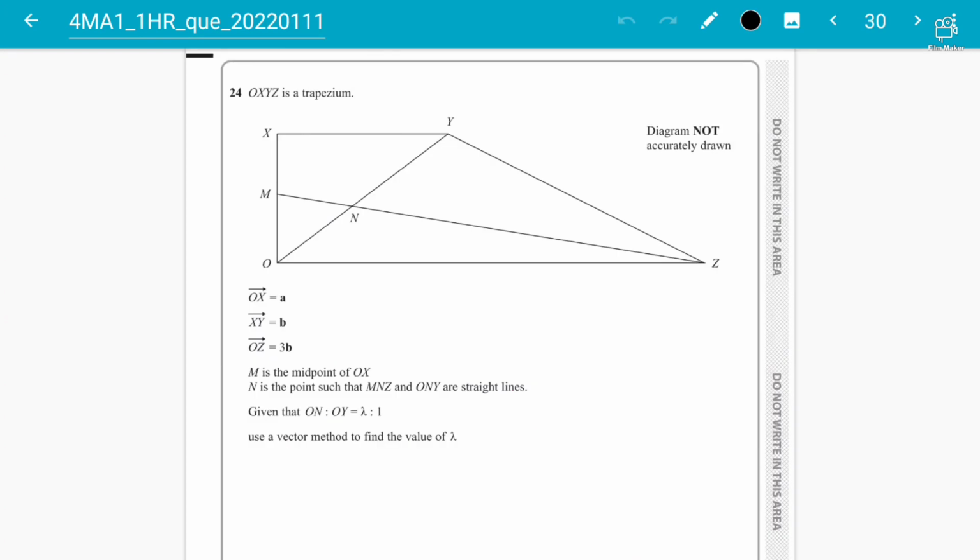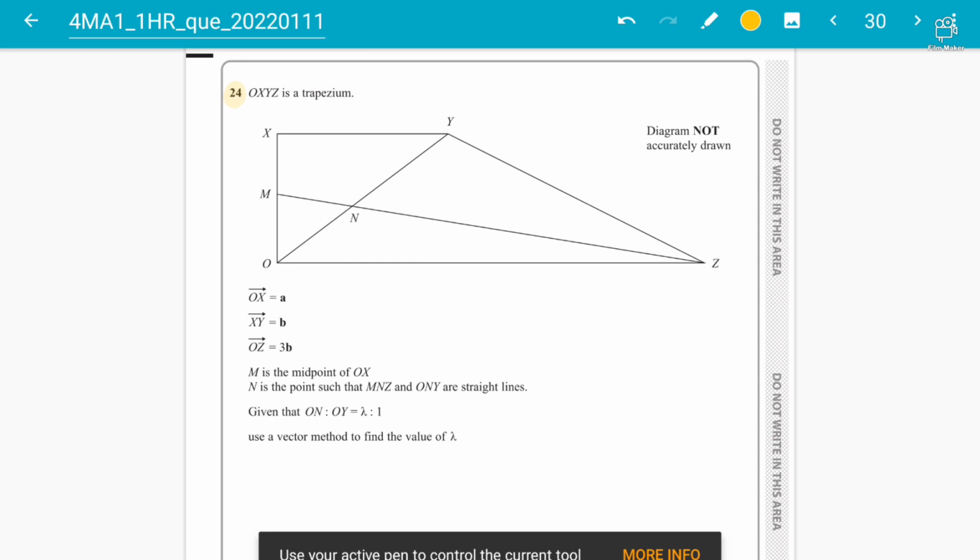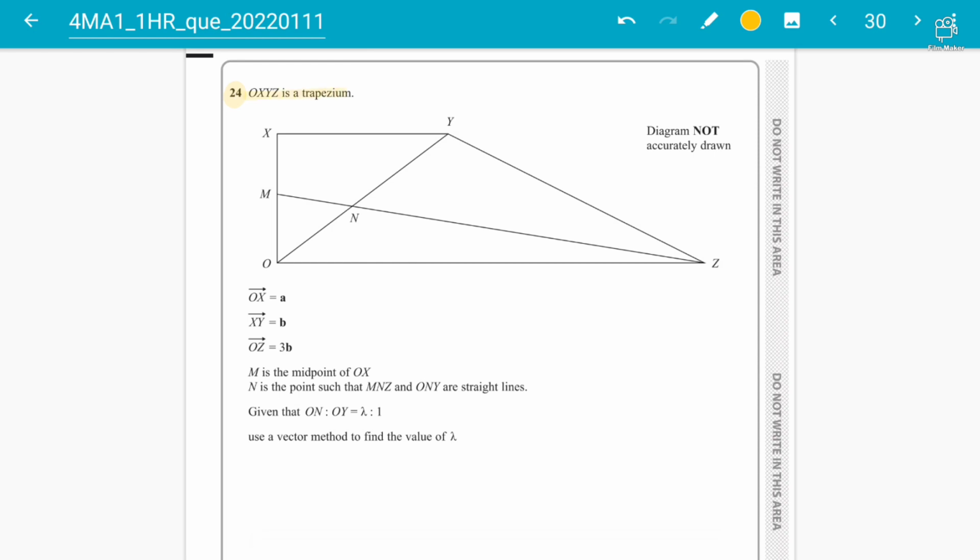Moving forward, students, we have another question, question number 24 on vectors, which says that OXYZ is a trapezium. It's a recent paper, 2022 as well, for Pearson Edexcel for MA1. So let's talk about that question. As we can see, vectors are given for OX, XY, and OZ, students.